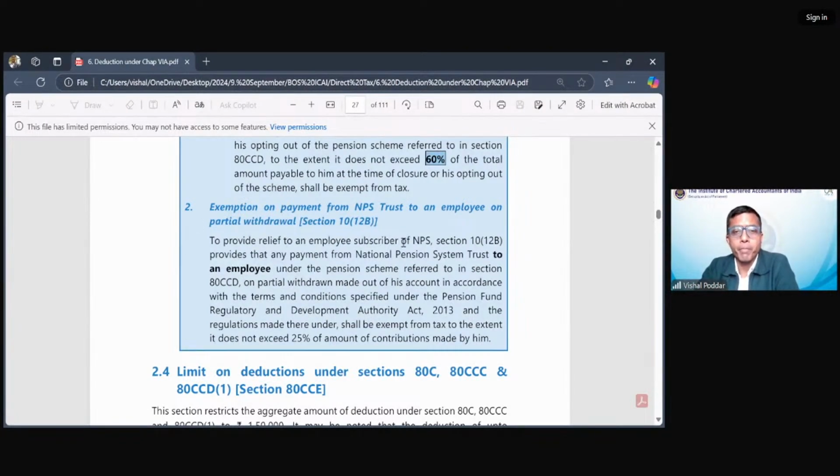To provide relief to an employee subscriber to NPS, section 10(12B) provides that any payment from NPS to an employee, means you have not yet retired, your scheme is still going on, but you are withdrawing in between, under the pension scheme referred to in this section, on partial withdrawal made out of his account in accordance with the terms specified under the Pension Fund Regulatory and Development Authority Act and the regulations made thereunder, shall be exempt from tax to the extent it is not exceeding 25% of the amount of contribution made. So withdrawal in between the scheme up to 25% of your contribution made will be exempt.